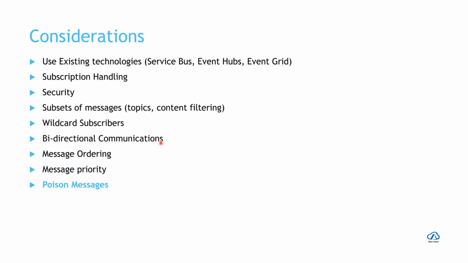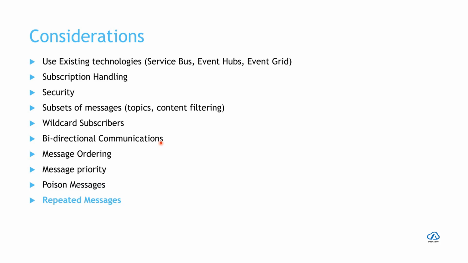Also, you need to consider having poison messages that have faults or some kind of errors. Azure Service Bus queues, and topics as well, have an inbuilt poison queue. This is where the poison messages are going to be directed after a certain number of retries, maybe 3, 5, 10. It's a configurable number. You can choose it yourself.